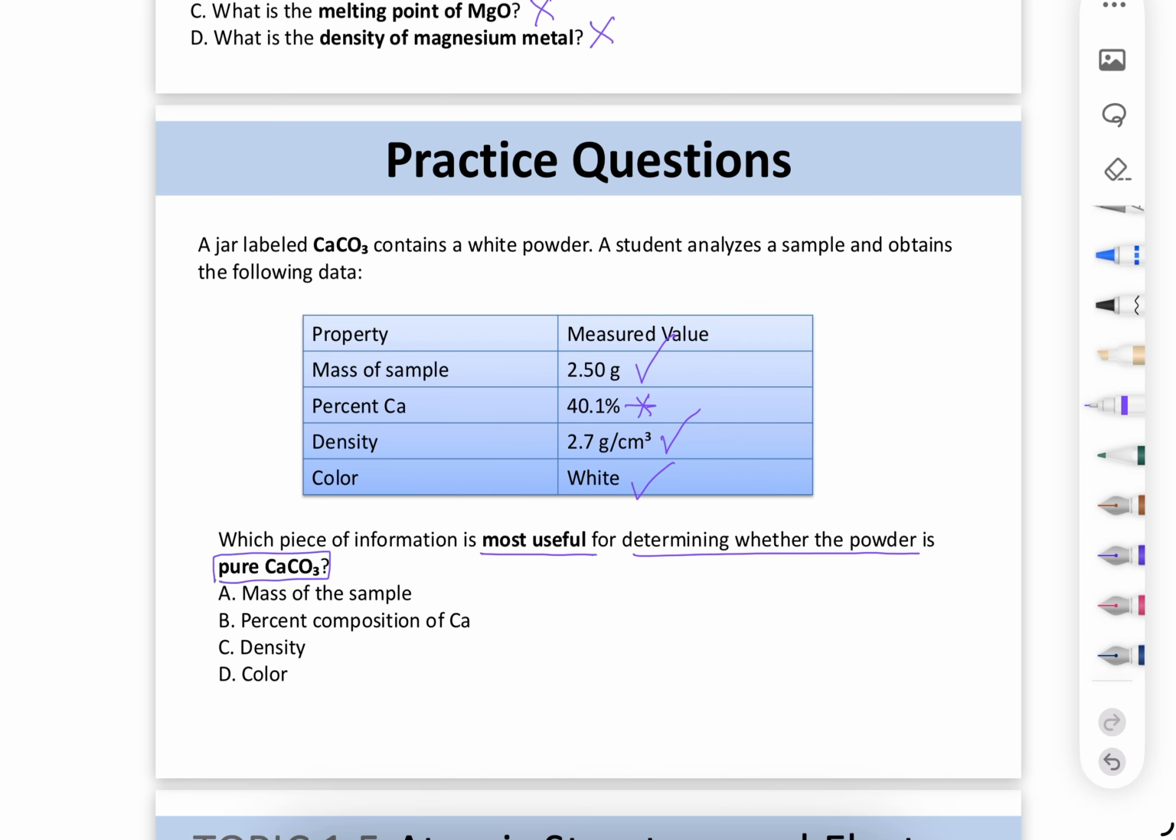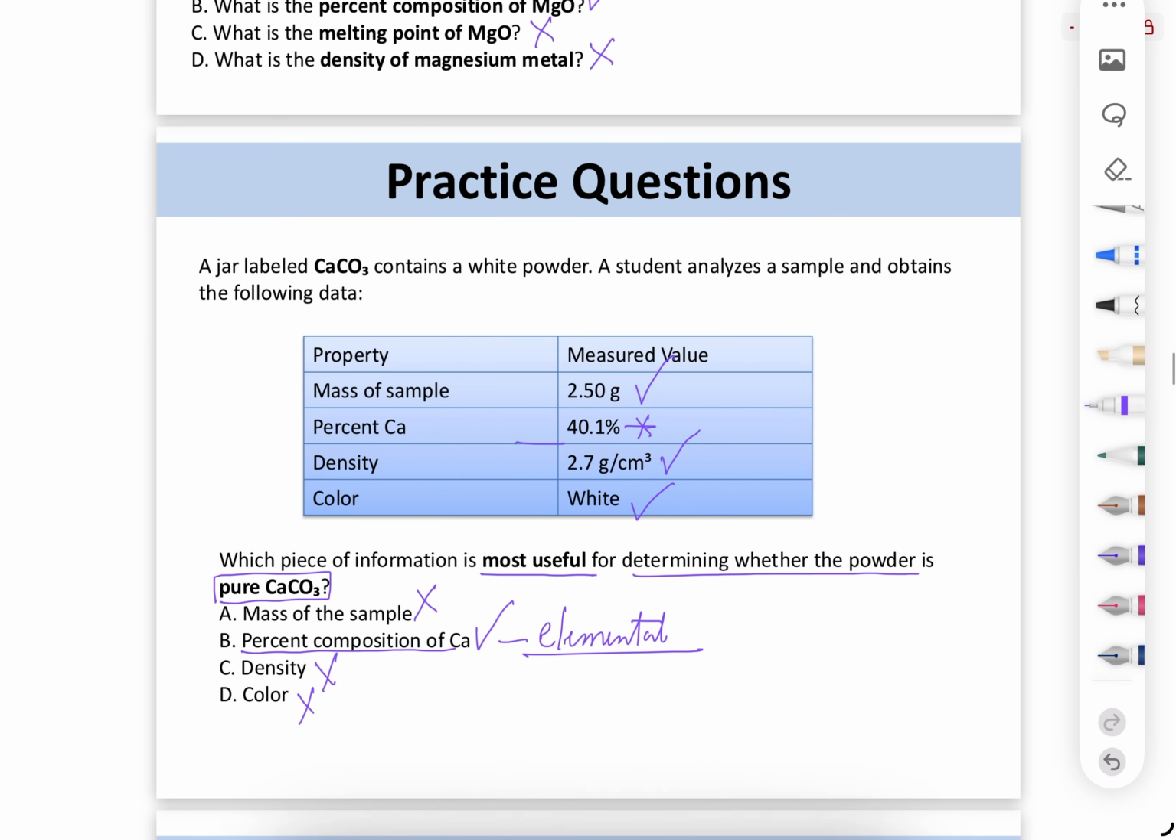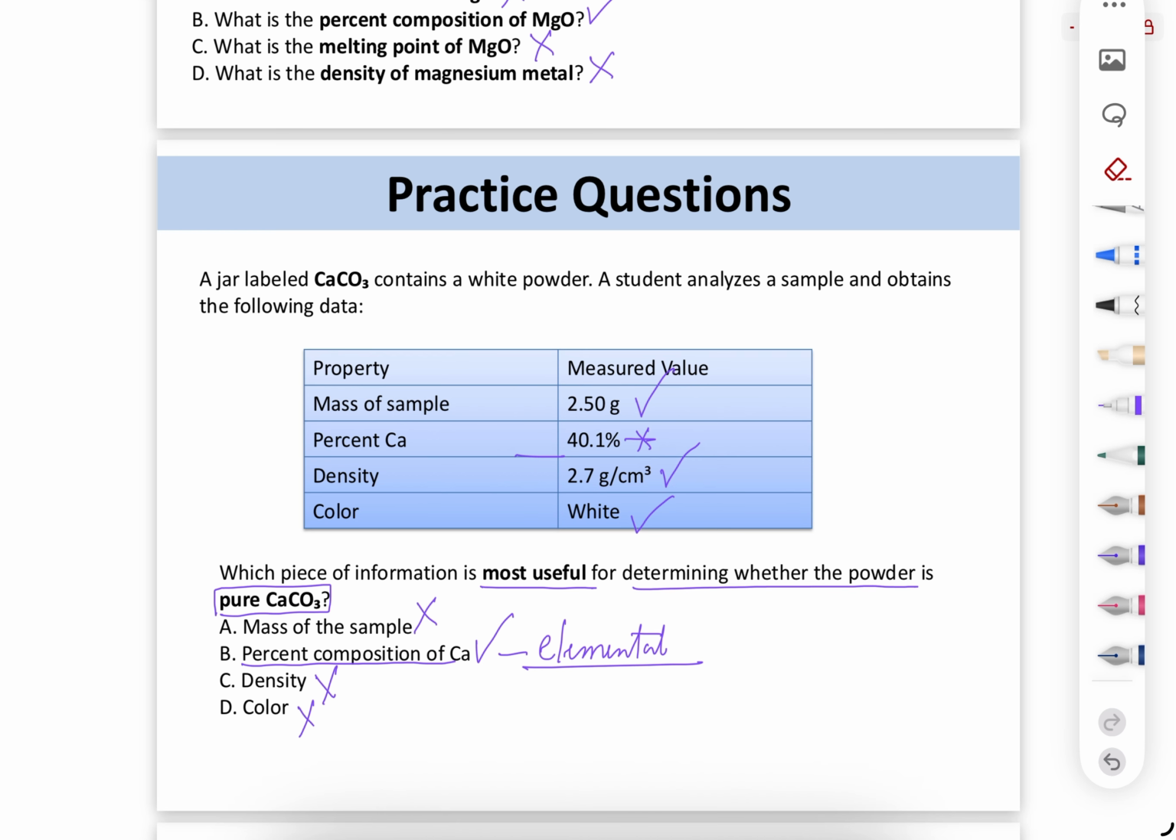So you are talking about the purity. For the purity, you cannot use the mass of the sample, that's pure or impure. The percentage composition is a part of elemental analysis. If you know how much percentage of carbon or oxygen is present in that compound, most probably it's going to give you the information about the compound, not the density nor the color. So this is how we finished 1.4. Very simple, very easy, and practice more questions.